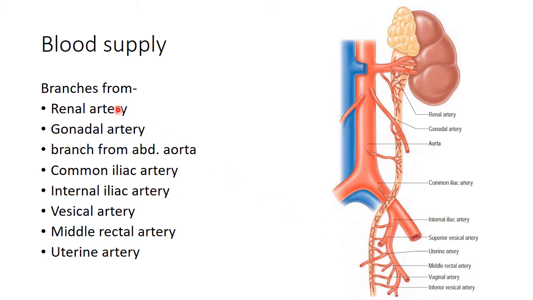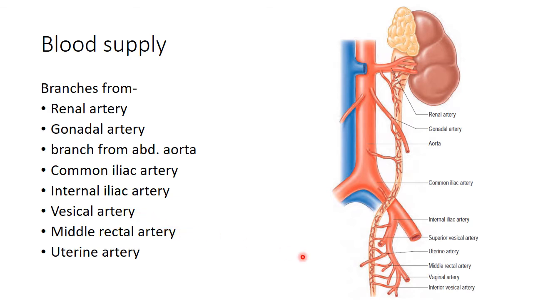I will name them. Here one can appreciate this is the renal artery. So there is a branch from the renal artery supplying the ureter. Then a branch from the gonadal artery supplying the ureter. A direct branch from the aorta. Then a branch from the common iliac artery. A branch from the internal iliac artery. A branch from the superior vesical artery. Both the superior and inferior vesical arteries can give branches to the ureter.